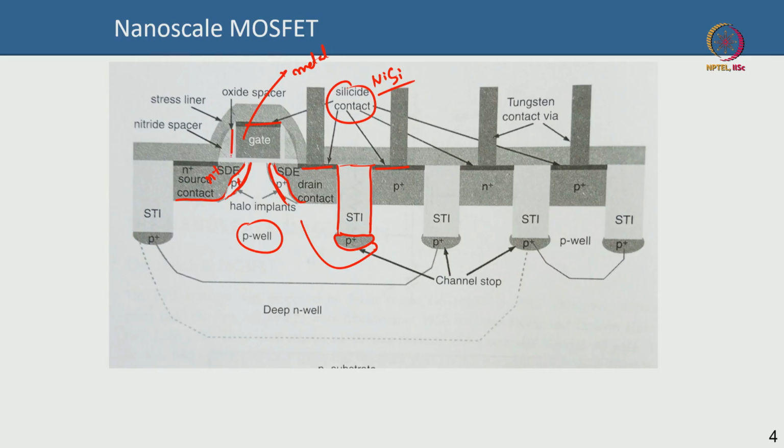This spacer, okay, there is an oxide spacer and then there is a nitride spacer. This spacer defines how much self alignment you can get, because you are going to align with respect to the gate. The spacer will set the stage for the distance between the source and the gate, and the gate and the drain. So it's for self alignment.